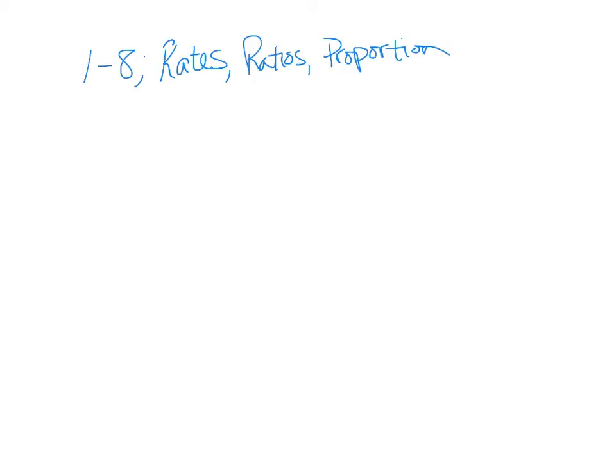Okay? So we are on page 62 today, and we are talking about rates, ratios, and proportions. A ratio is a comparison of two quantities by division. Alright? And a proportion is when two ratios are equivalent. Equivalent means equal. So, the first problem we're going to do today is example 1.